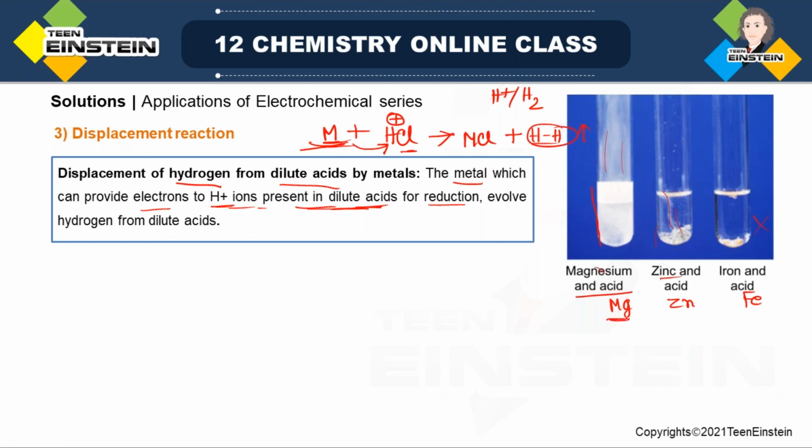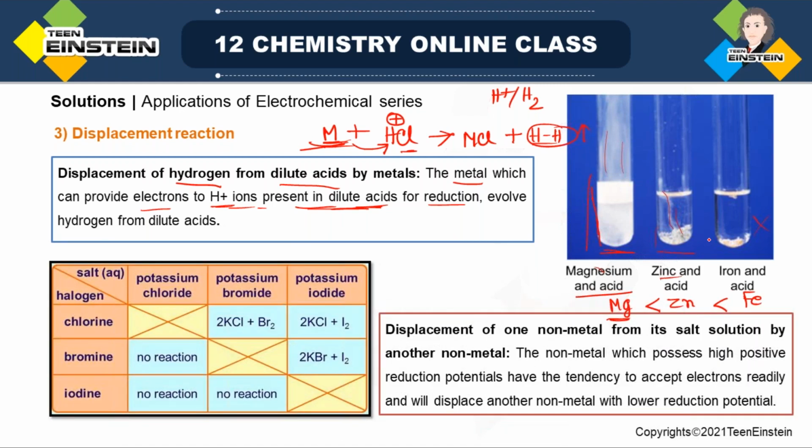That means Mg will have a more negative value compared to Zn, and Zn will have a lesser value compared to Fe. So if we compare the standard reduction potential values among these three, from this observation it is clear that the iron system will have greater potential compared to Zn, and Zn will have greater potential compared to magnesium. So magnesium can replace hydrogen from acid very quickly. In the case of Zn, it is a moderate reaction rate, and in the case of iron, it is very slow. So these are the examples for displacement of hydrogen from dilute acid.